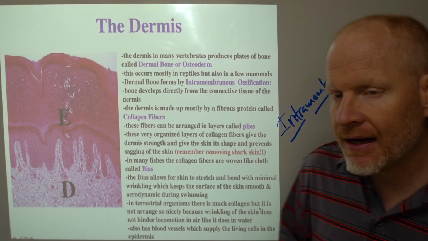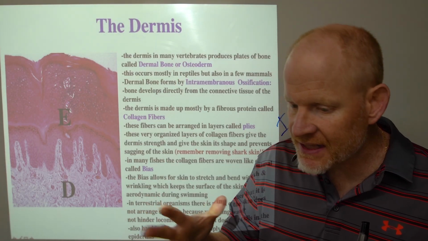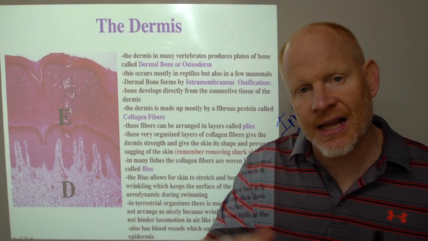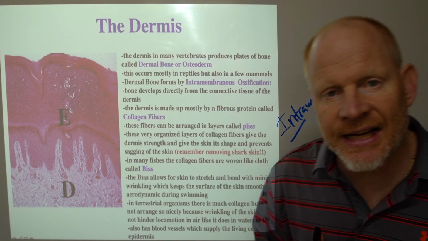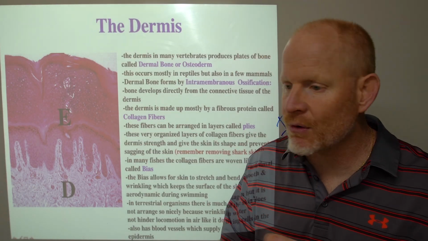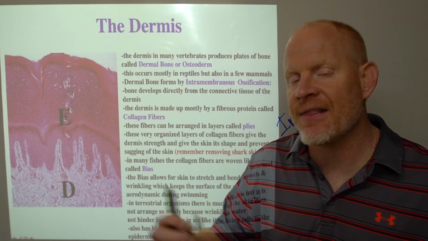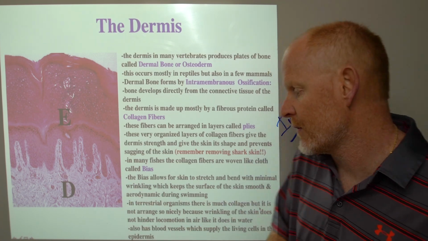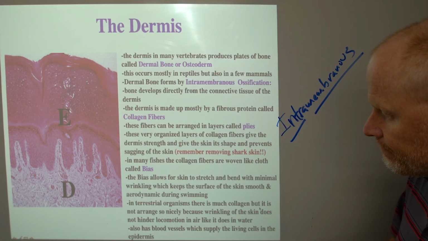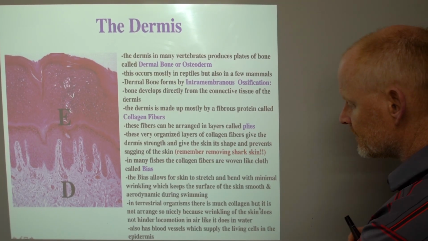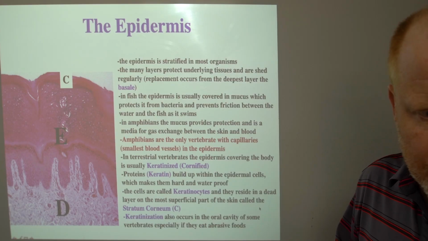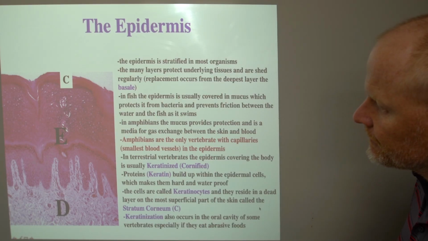And what these bias do is they prevent the skin from wrinkling when the fish is alive, so that it reduces friction when they're swimming in the water. Our skin is much easier to remove because we don't have to worry about friction in the air. The air is less dense, it's easier to move through. So that's a little bit about the dermis. We'll talk more about the dermis as we move into talking about structures.